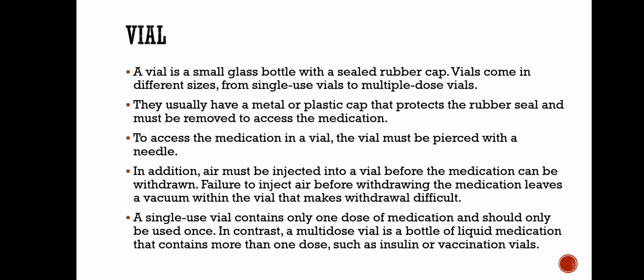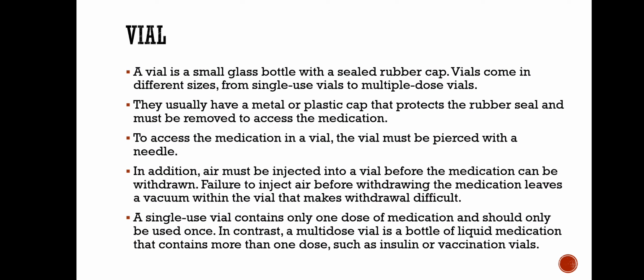So, for example, the amount you will give is 5 ml. Inject air there first, okay? So, pull the plunger of the syringe and draw 5 ml of air only. And then insert it into the vial, and then flip over the vial, so withdrawing the medication becomes easier. Failure to inject air before withdrawing the medication leaves a vacuum within the vial that makes withdrawal difficult.